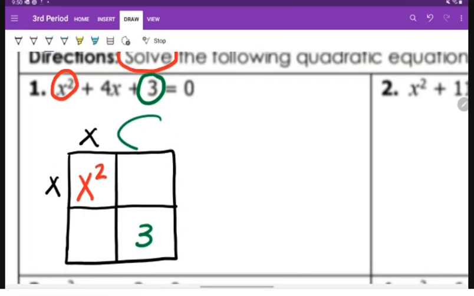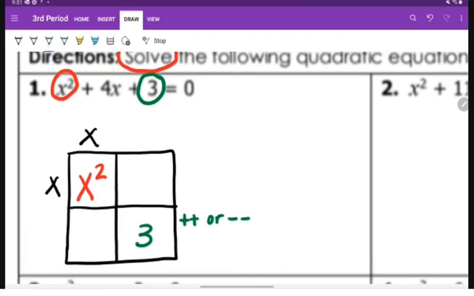Then we need to look at these 2 blanks here that I'm circling in green. These 2 blanks need to be numbers that multiply together to give us positive 3. So first, let's think about the sign. If they multiply together to give you a positive 3, then either both of our numbers have to be pluses or both of our numbers have to be minuses. It's going to be one or the other. They have to both be the same, because that's the only way to get a positive number out when you multiply. Now let's think about the numbers.